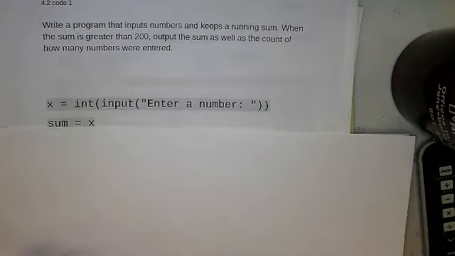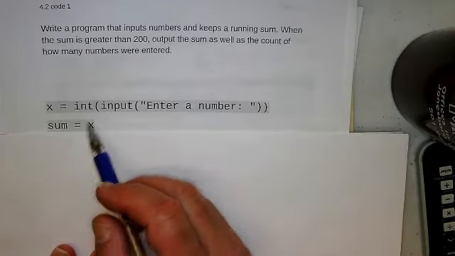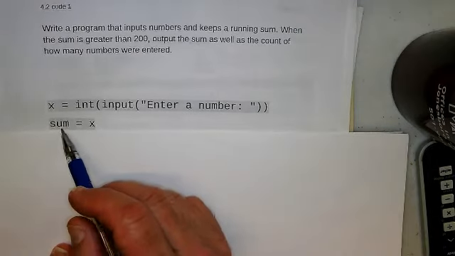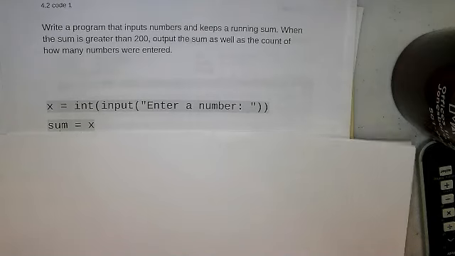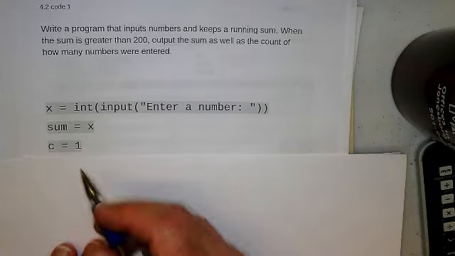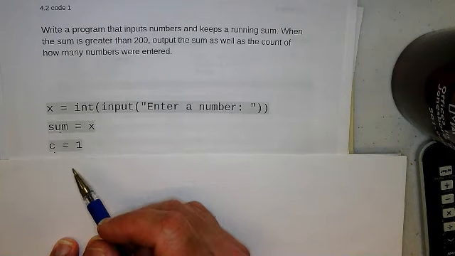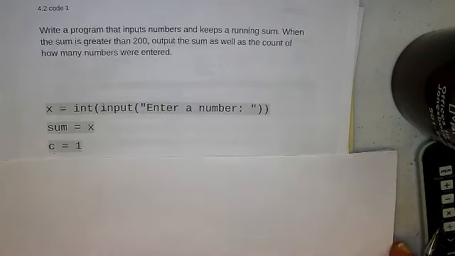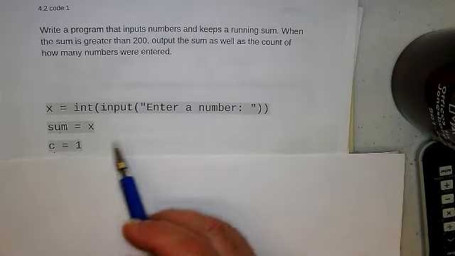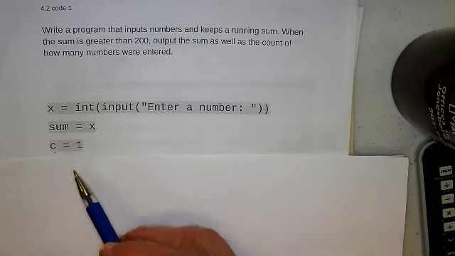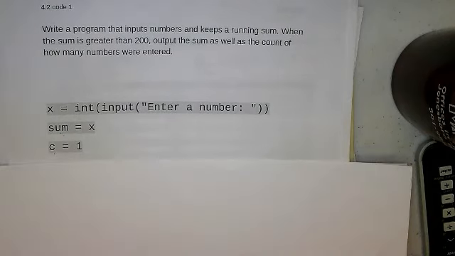And so the first thing we're going to do is then once that number is input, that value, whatever is input, is going to be our sum. And then that's going to tell us that C, which stands for count, that's our counter, equals 1. So far, so good? So we've input a number. It's then assigned to the variable sum, and C equals 1.